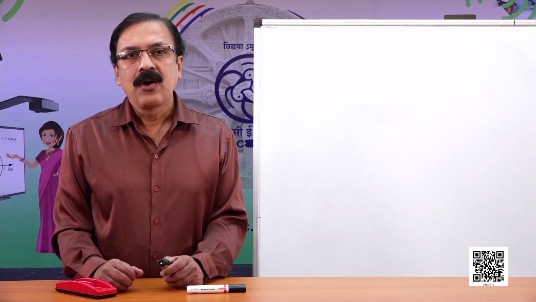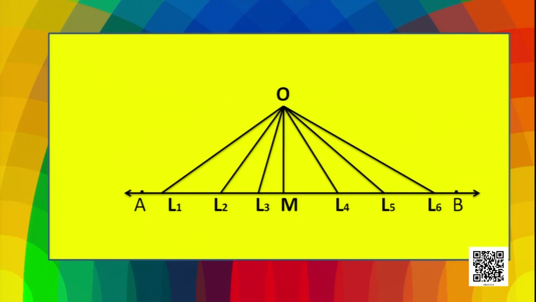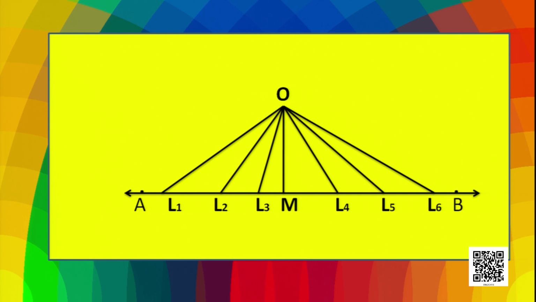To get this, let's see how many lines can be drawn from a point outside a line to the line. So here is the figure. AB is a line, and on this line we have infinitely many points like L1, L2, L3, M, L4, L5, L6, and so on. If we consider a point outside the line, that is O, how many line segments can we get by joining that point O and the points on line AB?